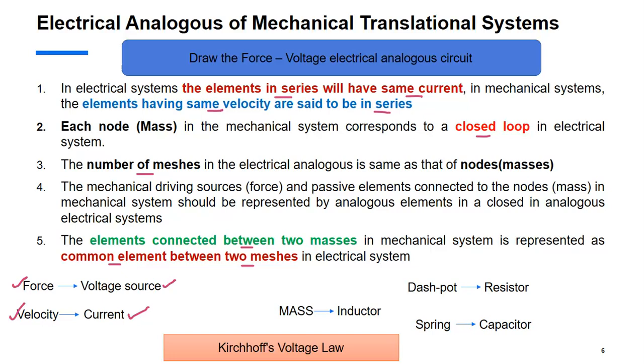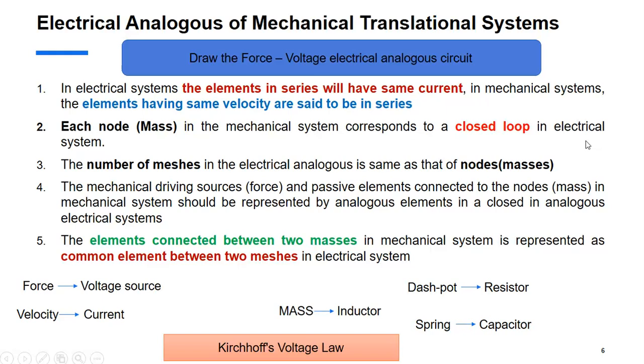In the force voltage electrical analogous circuit, masses are represented by an inductor, dashpot is represented by a resistor, and a spring is represented by a capacitor. Once we get a force voltage electrical analogous circuit, we have to write the mesh equation. To write that, we are going to use Kirchhoff's voltage law.